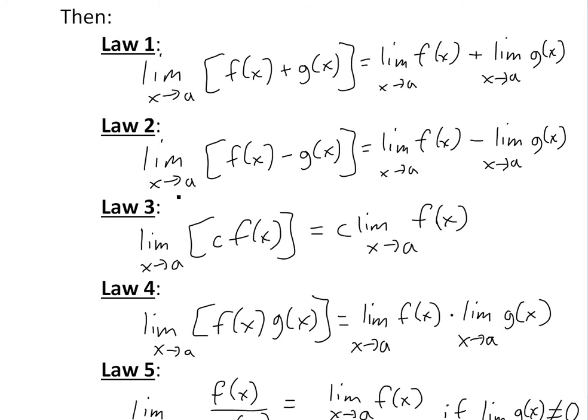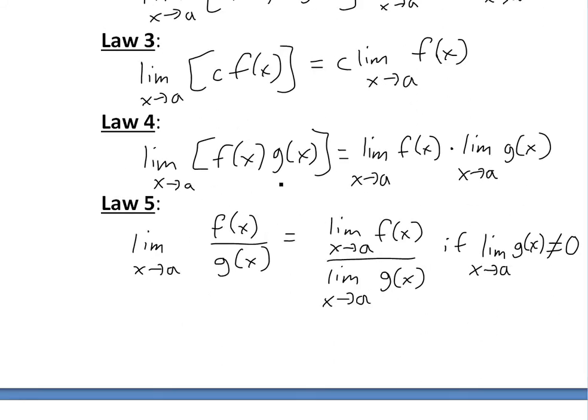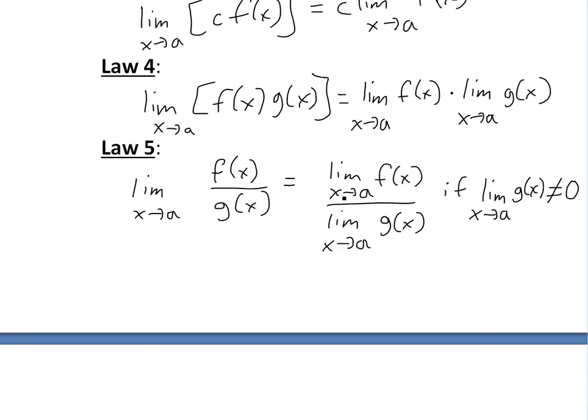As you can see, you can break apart this difference and put it together like this with limits. And with a constant, you can take it out with law 3. Law 4 states that for a multiplication like this, the limit equals the product of the limits separately. Same for law 5, but with division: you take the limit of each one separately, as long as the limit at the bottom is not 0, so you don't get a division by 0.